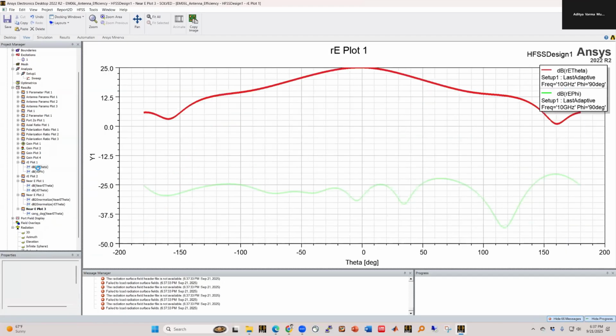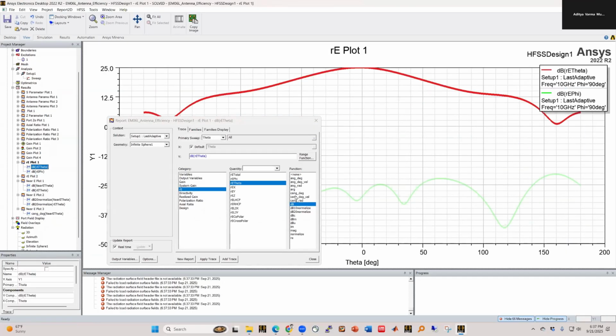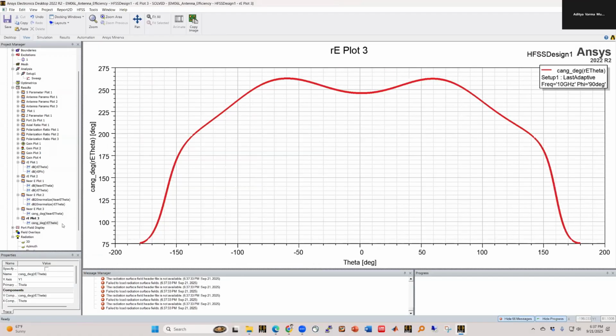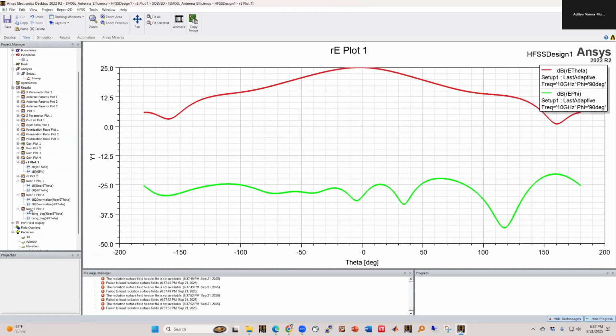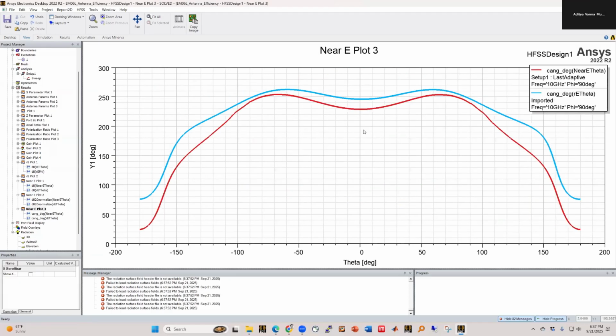I need to go back here and then say Cang degrees, new report. And I'll put this into this so we can compare the two. All right, so that's the comparison.